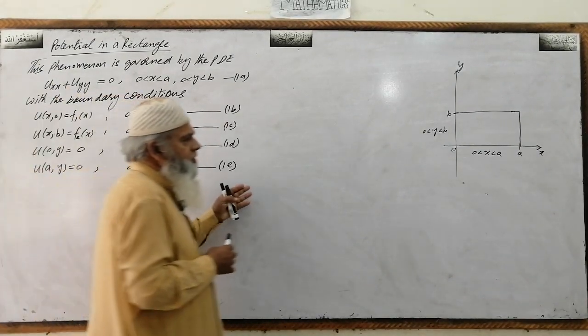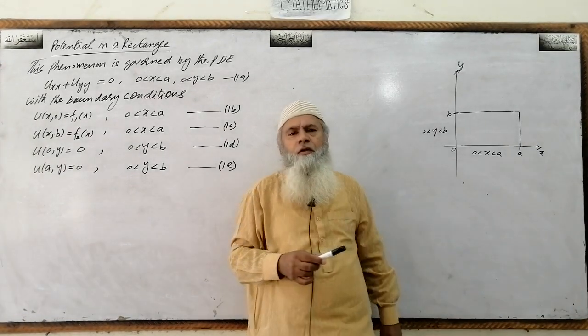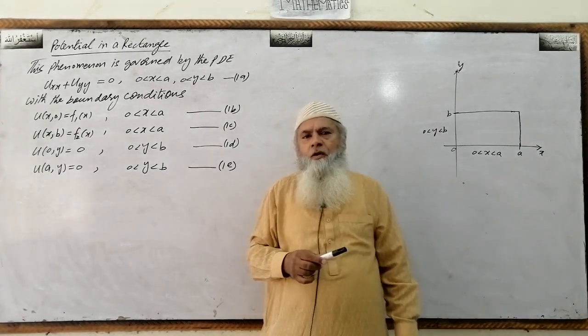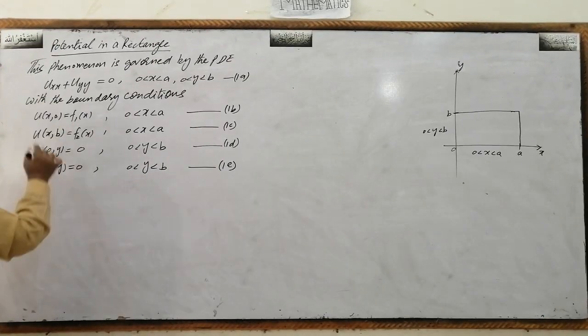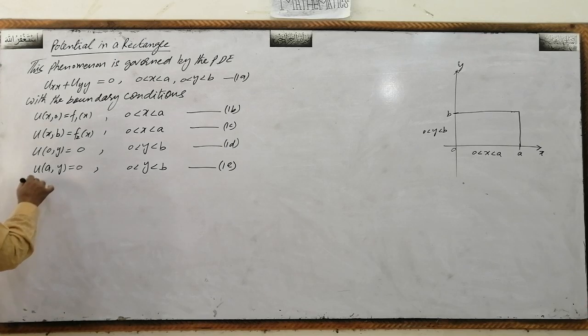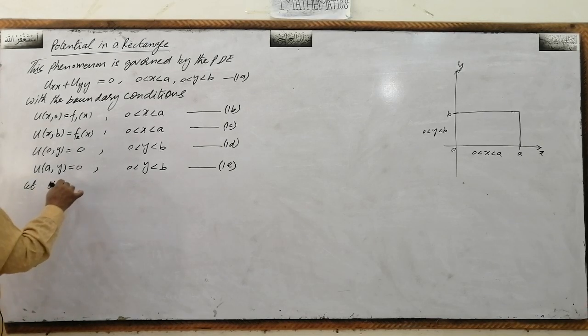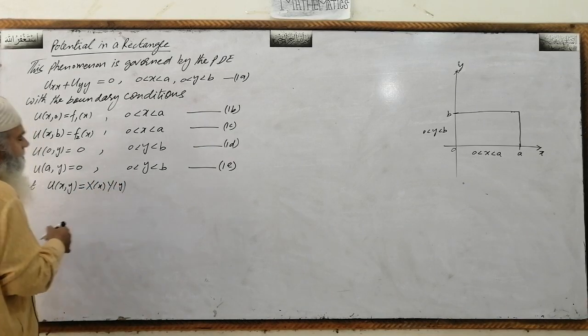Now this phenomenon is governed by these equations. Now we have to solve these equations. How can we solve these equations? First of all, we assume its solution to be, let u(x,y) be equal to X(x) Y(y).